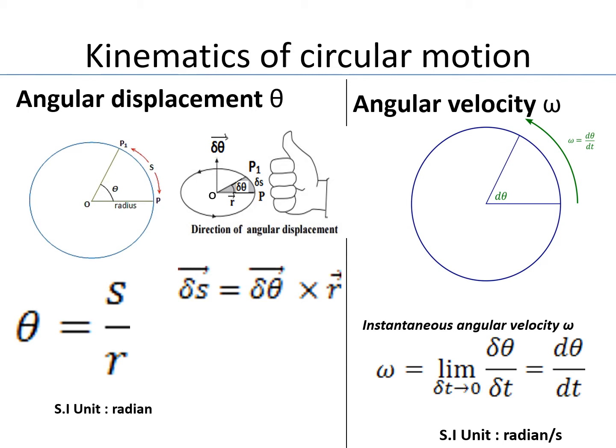The instantaneous angular velocity omega can be defined by taking the limiting value of time towards 0. So if I write omega as limit delta t tending towards 0, delta theta upon delta t, at this particular limiting value, I define instantaneous angular velocity as d theta upon dt. The SI unit of angular velocity is radian per second. It's a vector quantity, same as angular displacement, but not a true vector.